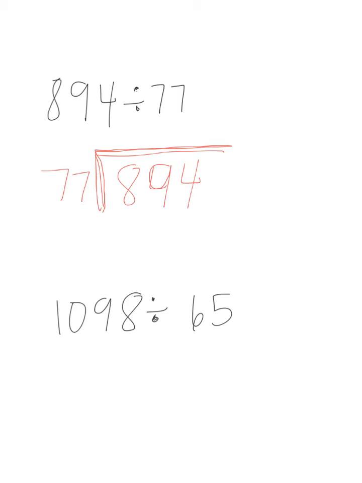Okay, so again on this one, we have 1,098 divided by 65. So we are seeing how many times does 65 go into the doghouse, 1,098. Okay, so that's our last thing for today.